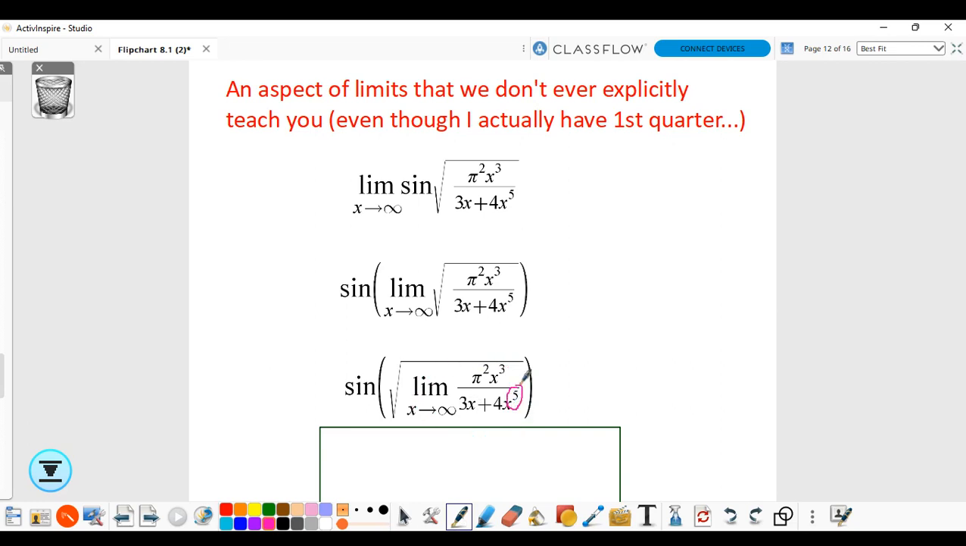It's bottom heavy, so it's going to 0. So the limit of this yucky rational function in here goes to 0. The square root of 0 is 0. Then sine of 0 is 0. So I'm going to use this technique of moving the limit in or out of a function as I wish.